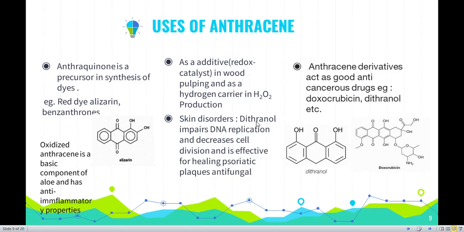Diphenol, which is also a derivative of anthracene, is used in skin disorders. It impairs DNA replication and decreases cell division, and is effective for healing psoriatic plaques, and it is antifungal. Anthracene derivatives act as good anti-cancer drugs, for example doxorubicin, etc. Given below are the structures of the following.